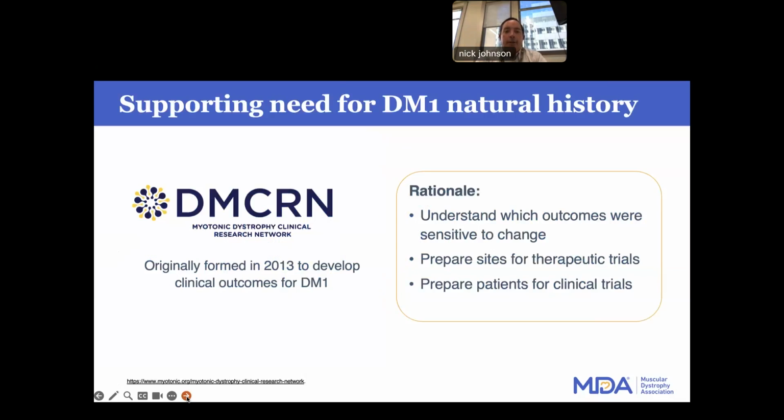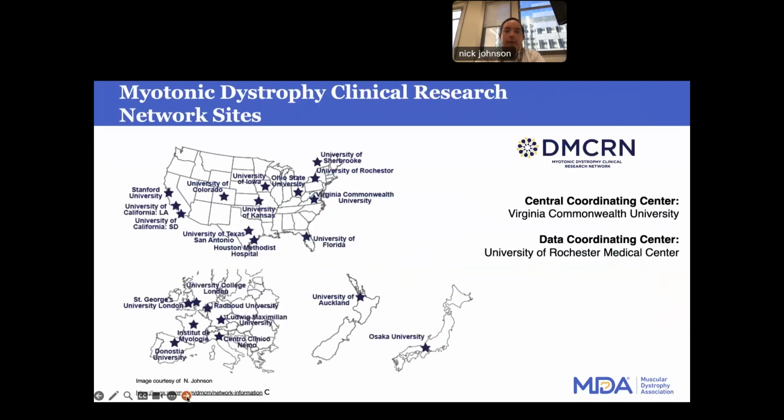So the Myotonic Dystrophy Clinical Research Network was originally formed in 2013 to develop clinical outcomes for myotonic dystrophy type 1. It has been generally supported by the Muscular Dystrophy Association throughout that time. And our goal was really to understand which outcomes are sensitive to change, prepare sites and patients for clinical trials. So this is a map looking at the current 22 sites. It's really a multinational organization. It's coordinated here at Virginia Commonwealth University, along with the University of Rochester.